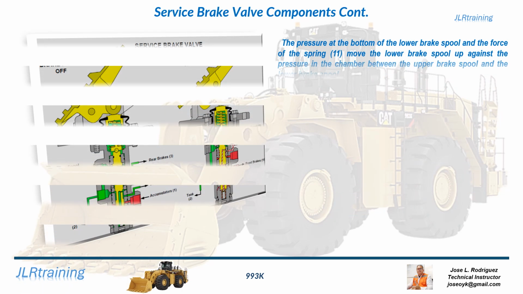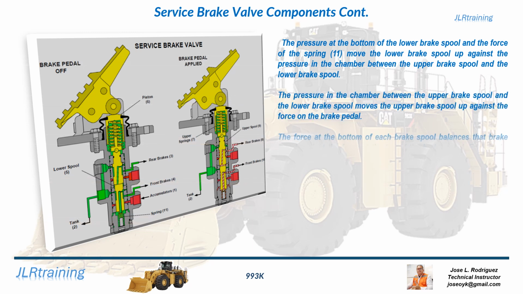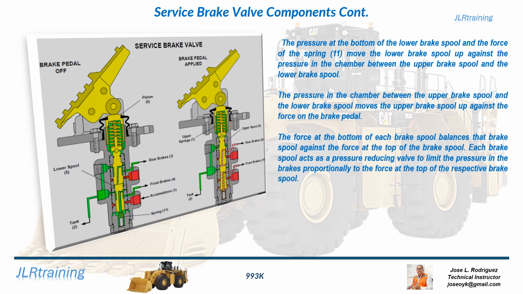Service brake valve components continued. The pressure at the bottom of the lower brake spool and the force of the spring, 11, move the lower brake spool up against the pressure in the chamber between the upper brake spool and the lower brake spool. The pressure in the chamber between the upper brake spool and the lower brake spool moves the upper brake spool up against the force on the brake pedal. The force at the bottom of each brake spool balances that brake spool against the force at the top of the brake spool. Each brake spool acts as a pressure-reducing valve to limit the pressure in the brakes proportionally to the force at the top of the respective brake spool.